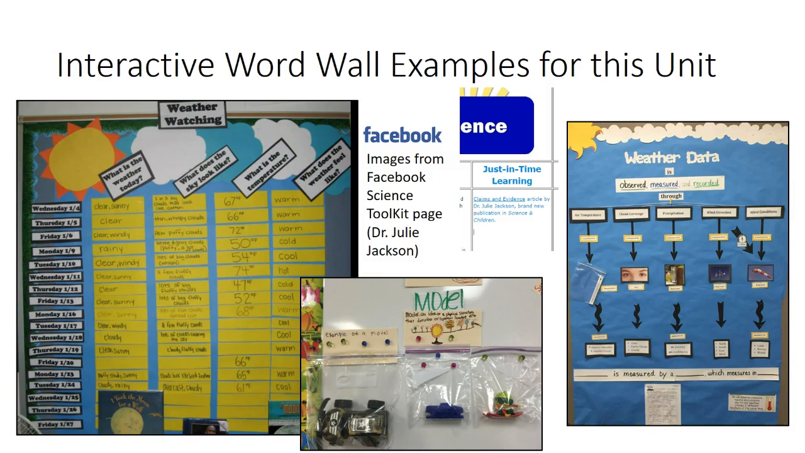And if you've already started the interactive word wall and you want to take it to the next step, go back to Canvas for this 6 weeks, where I linked Dr. Jackson's brand new article. It was just published this last December in Science and Children, and it focuses on how to use your interactive word wall with making claims and evidence. That will really bump up your student understanding and have them use evidence from the information in the word wall to make a claim and then back it up with evidence. So if you're interested in taking your word wall to the next level, check out that article. Again, that's back in the Canvas page in the Just-in-Time Learning.